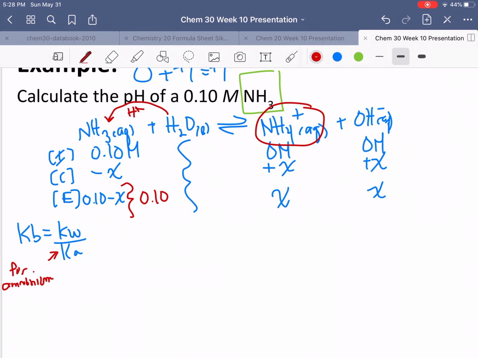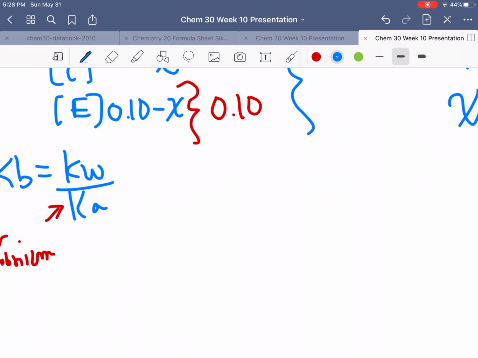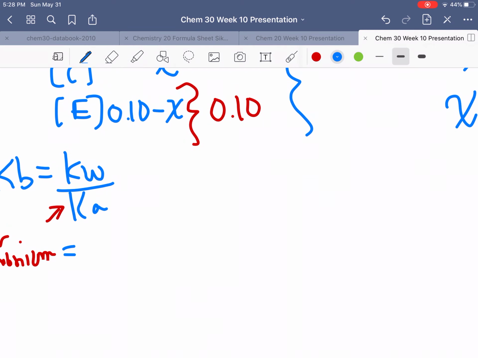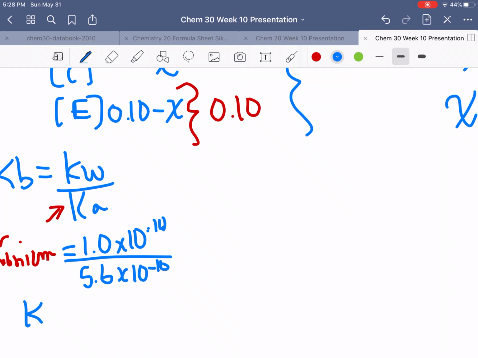Okay. So that's just going to start to get plugged in here. Kw, 1.0 times 10 to the negative 14. And our Ka from the data booklet, 5.6 times 10 to the negative 10. Number crunch away, don't round though. Kb is equal to 1.7857... times 10 to the negative 5.